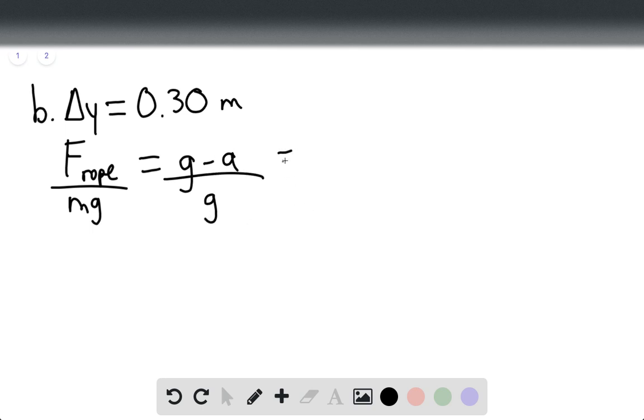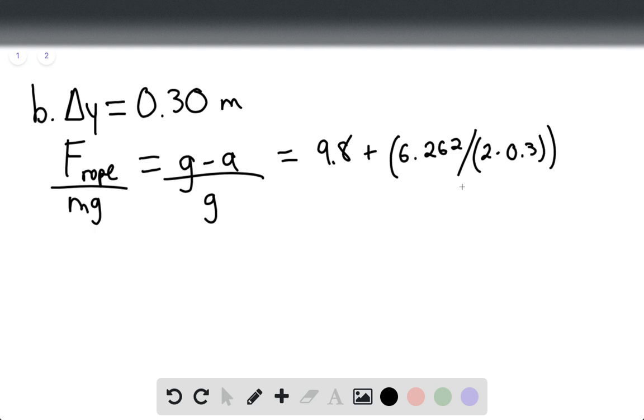And then here, this is going to equal 9.8 plus 6.26 squared divided by 2 times 0.3, all divided by 9.8, and we are getting that this is equal to 7.7. So this would be 7.7 times his weight.